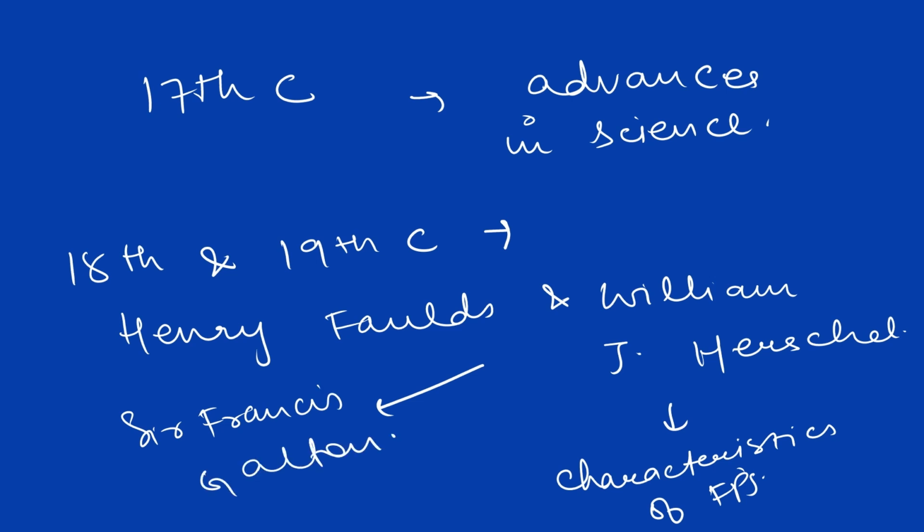So Sir Francis Galton found the first classification system. And this classification system was based on grouping the fingerprint patterns into arches, loops, and whorls. So this Galton system was also improved later by one London police commissioner, Sir Edward R. Henry. So together it was known as Galton-Henry system of fingerprint classification.